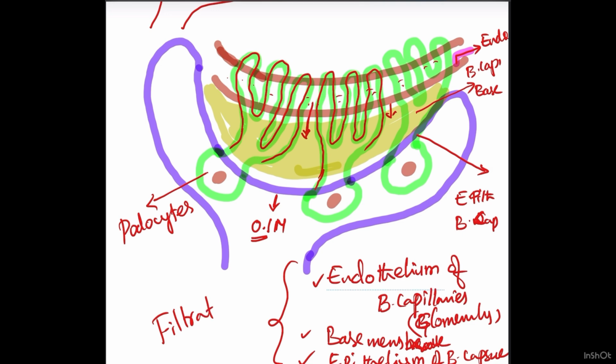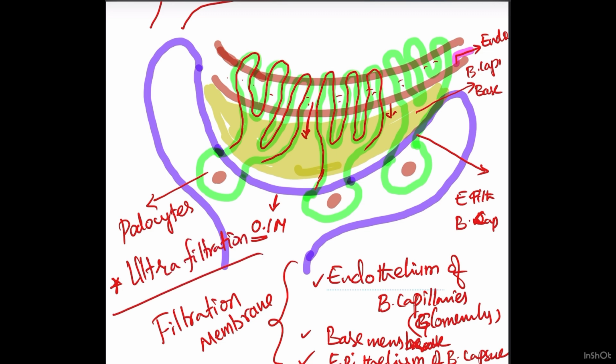So these three layers together form the filtration membrane. Now the filtration is taking place through the three layers, so it is called ultrafiltration. Why is it called ultrafiltration? Because three membranes participate. Hence you can consider this as ultrafiltration.